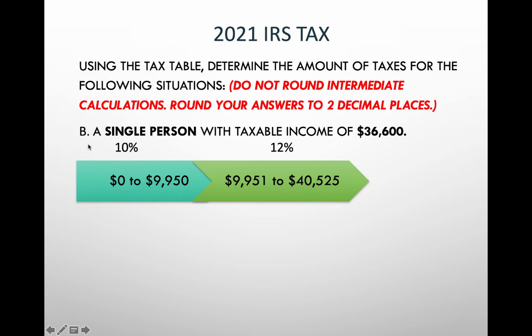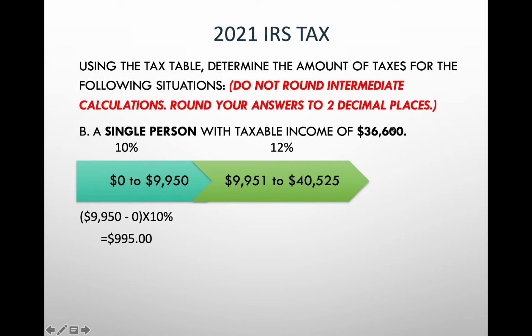In example B, we have a single person with a taxable income of $36,600. Thinking back on that table, I'm going to look at that column for single persons and use those tax bracket amounts at the applicable rate. So for my first bracket, $9,950 is at the top end, and I'll subtract it by 0. Then take that number and multiply it by 10%. So in that first bracket, I'm going to owe $995 in taxes.